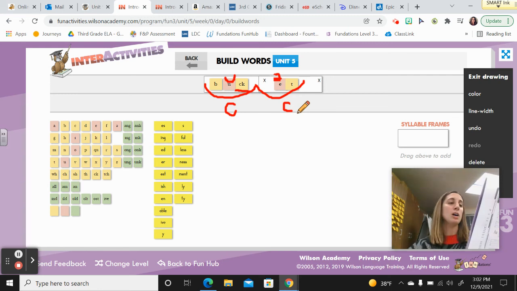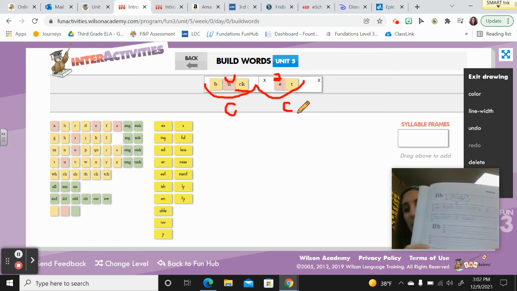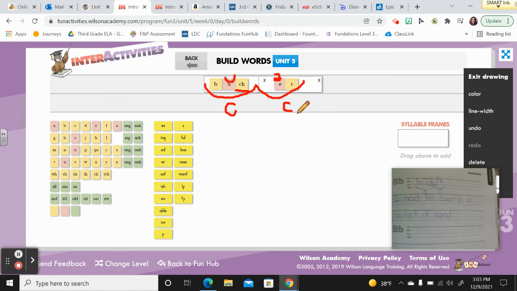Okay. So here I'll hold up. Let's check your spelling. Carry is one of those trick words that you need to know in Unit 5. I had to carry a bucket of sand. All of those other words should be pretty reasonable for you to spell correctly on your own at this point.